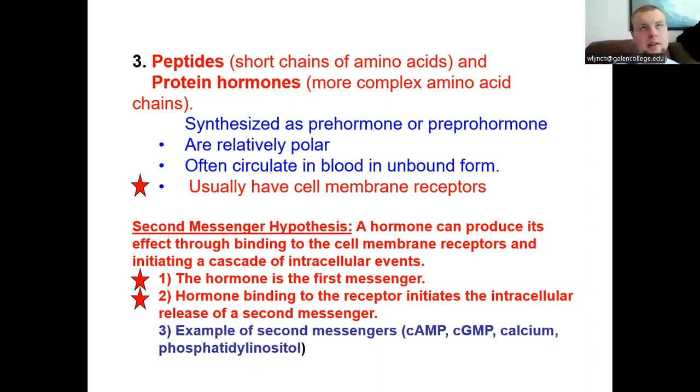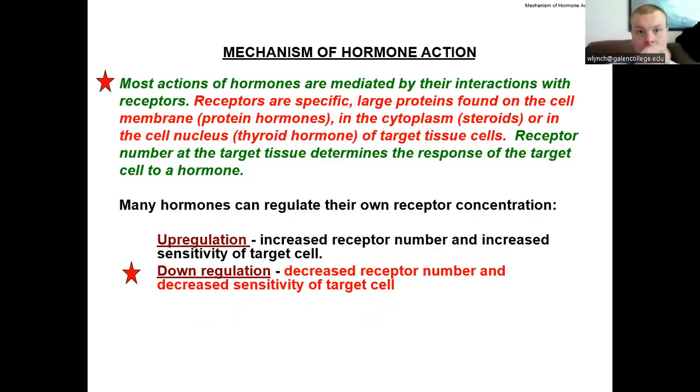So we have binding of hormone by the cell membrane receptor. Then we have signal transduction to the intracellular space where we stimulate the activity of a second messenger. Some examples of second messengers are things like cyclic AMP, cyclic GMP, calcium and phosphatidylinositol. Right, those are going to be common second messengers that we see that are going to transduce down inside of the cell to take a signal from an extracellular receptor for a protein or a peptide hormone.